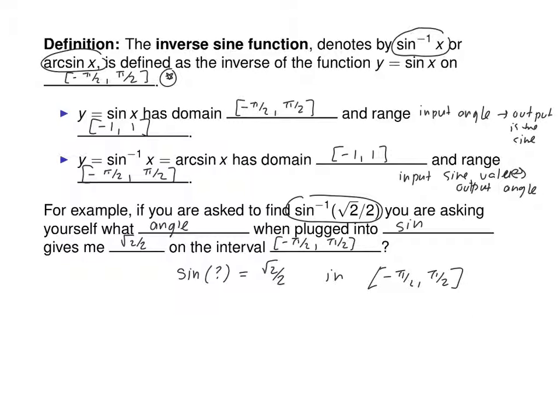Well, 135 is not within that interval. So this interval technically is negative 90 to 90. Does that make sense? So it would be 45 degrees, which is an angle of what in radians? Pi over 4. Does that make sense? So the answer to this question is pi over 4.